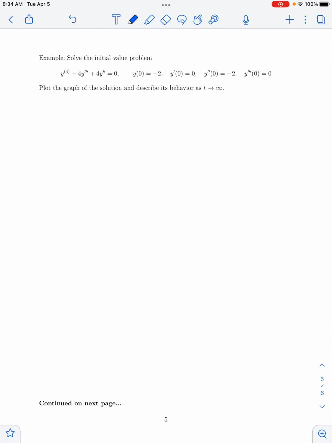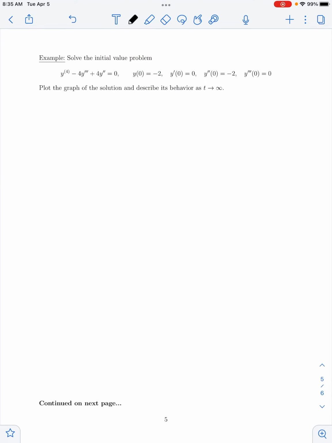So let's look at one last example. Here we are asked to solve the initial value problem, where we have a fourth order homogeneous linear equation with constant coefficients. And since we have a fourth order equation, we have a set of 4 initial conditions involving y up through the third derivative of y at time 0. And again, here we are asked to plot the graph of that solution and describe its behavior as t approaches infinity.